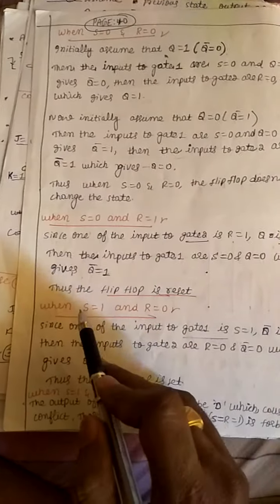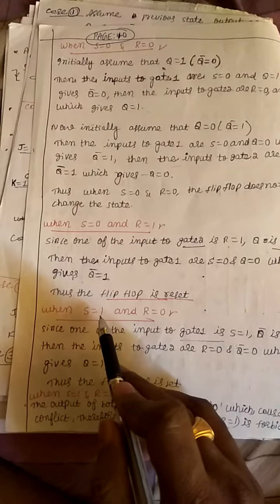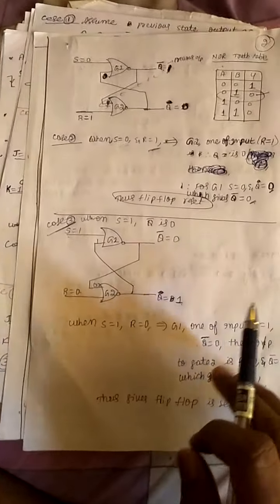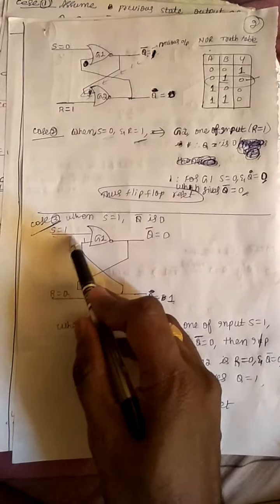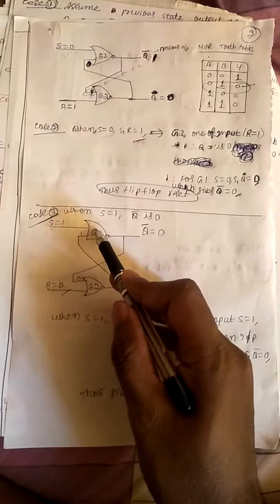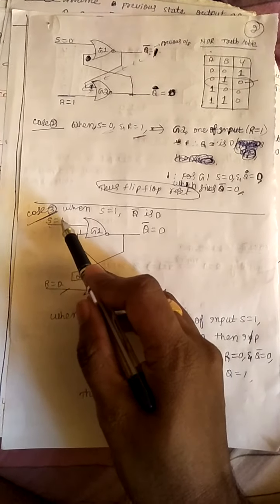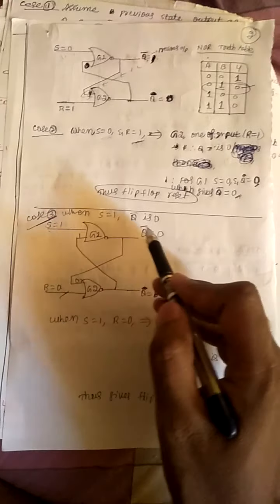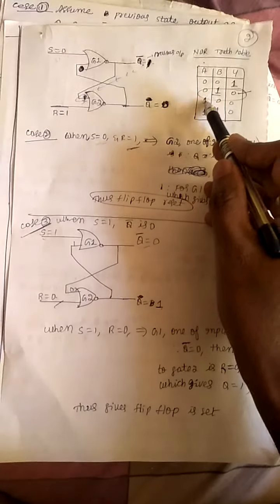Next, we will discuss the third case: S is equal to 1, R is equal to 0. Similar to the previous case, if any one of the inputs to any one of the gates is 1. So here for gate 1, the input is 1, irrespective of the second input. And what will be the output? If any one of the inputs is 1, the output is 0.